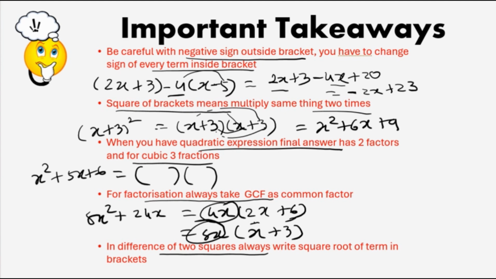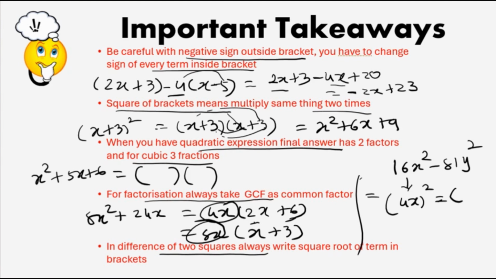In difference of 2 squares, always write the square root of the term in a bracket. For example, if I have 16x squared minus 81y squared, when I factorize, the square root of 16x squared is 4x, whole squared, and 9y whole squared, which is the square root of 81y squared. And then I can write 4x plus 9y and 4x minus 9y. So this is the way we factorize the difference of 2 squares.